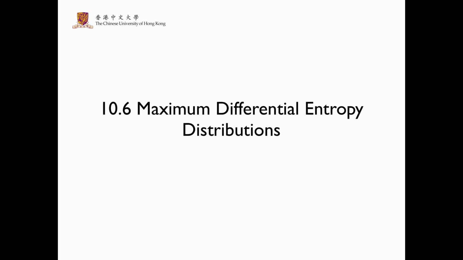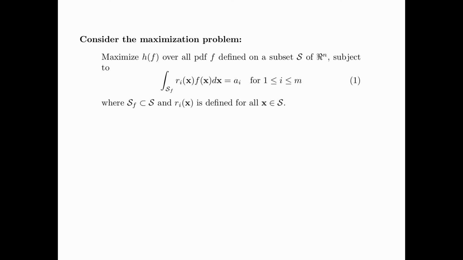Let us now return to section 10.6 on maximum differential entropy distributions. Consider the maximization problem. Maximize the differential entropy over all probability density function f defined on a subset S of the nth dimensional Euclidean space. Subject to the constraints, integrating Ri of x f of x dx over the support of f equals ai for all I from 1 up to m, where the support of f is a subset of S and Ri of x is some function defined for all x in S.